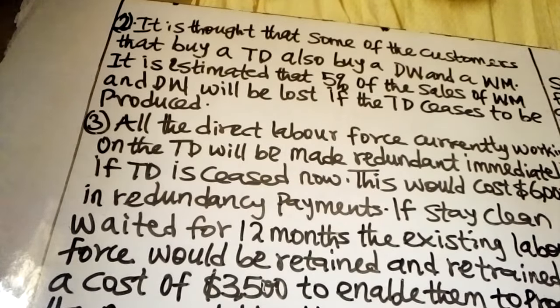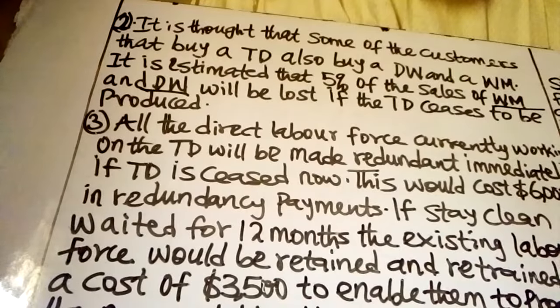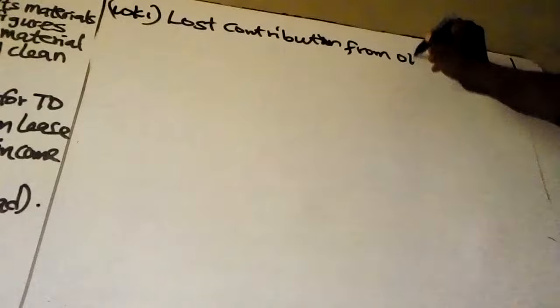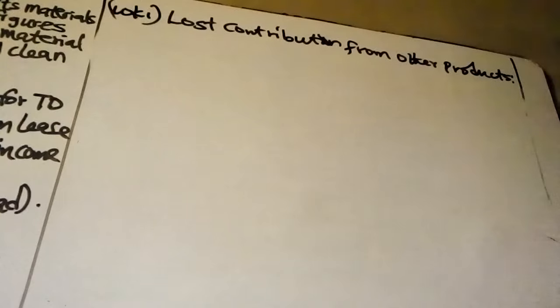5% is what you are going to lose, 5% of the sales of WM and WD. Let's compute the lost contribution from other products. Let me have working 1: lost contribution from other products.